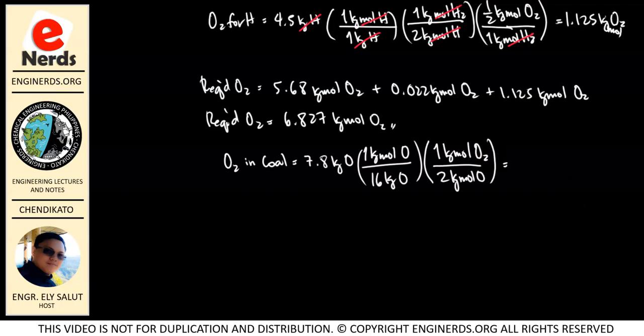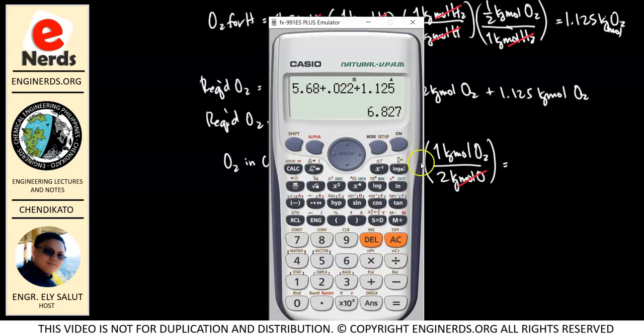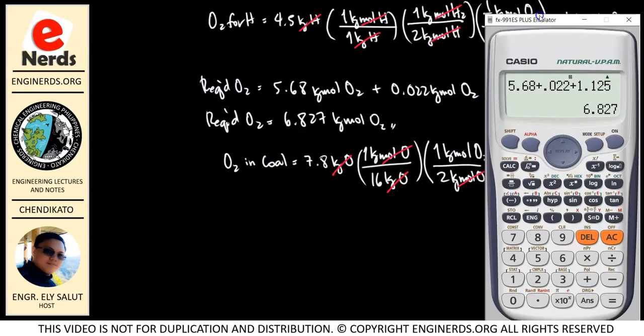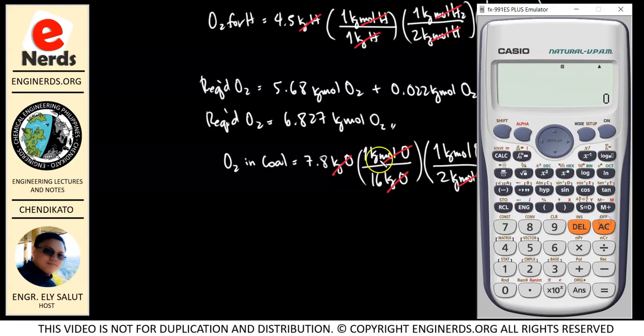So, let us check our units. Kilogram of oxygen, kilogram mole of oxygen. So, we have O2 now. Okay, so let's check. So we have 7.8 divided by 16, then divided by 2. Okay, so that means we have O2 in coal, which is 0.244.